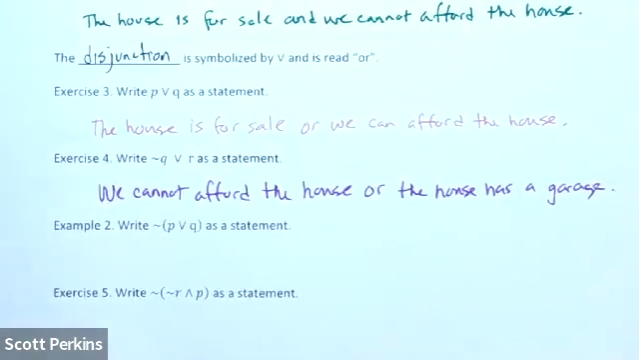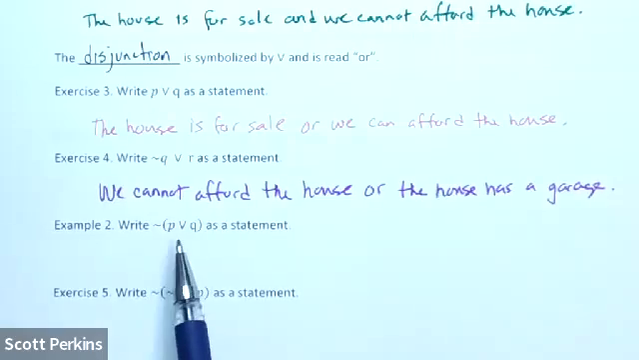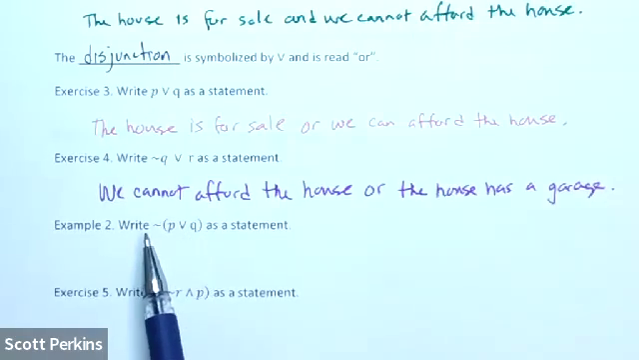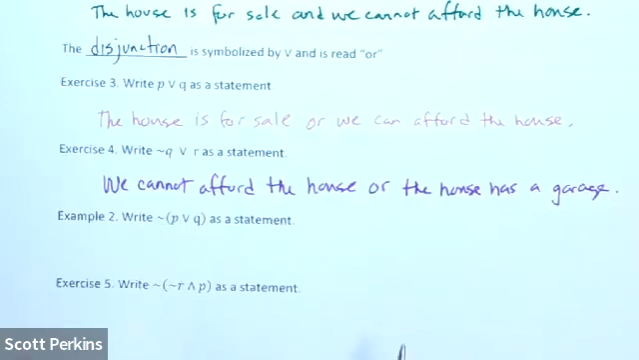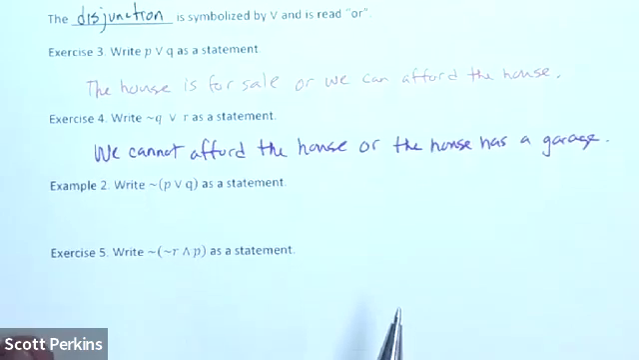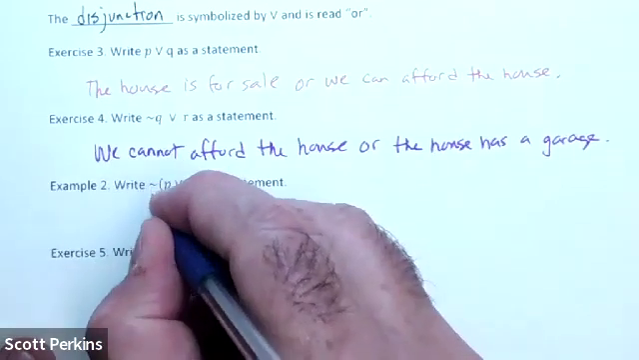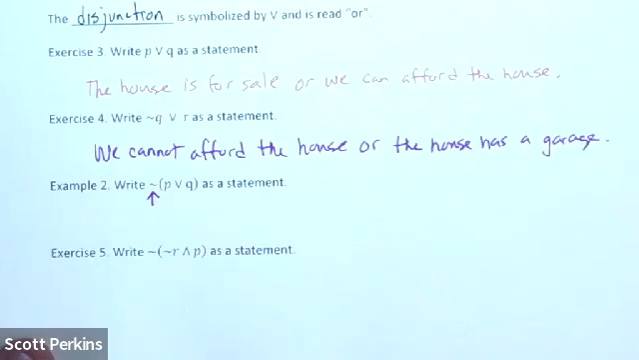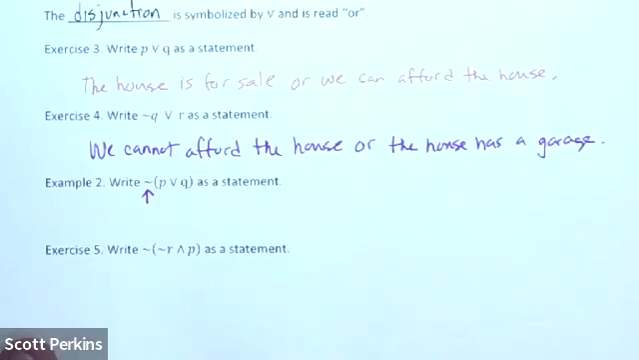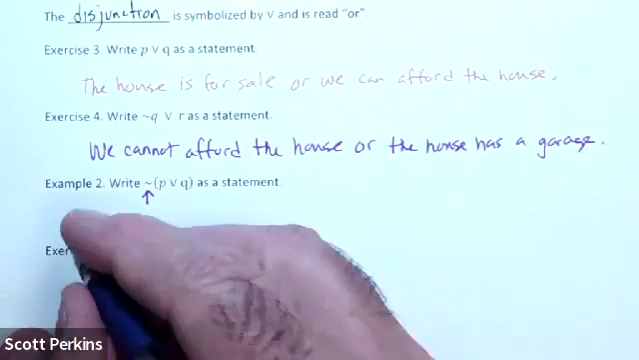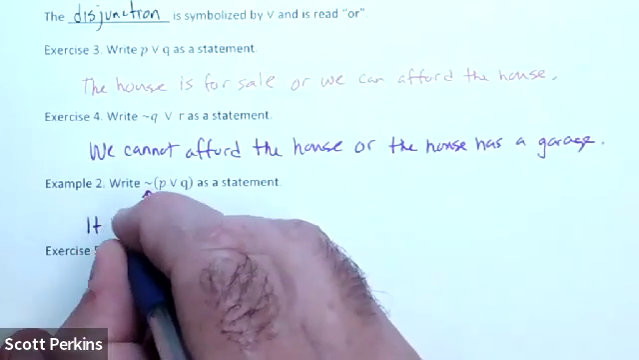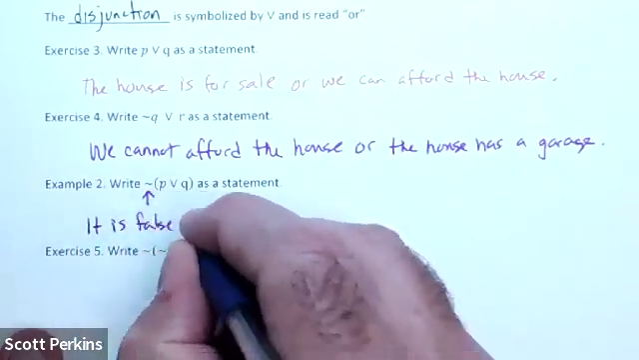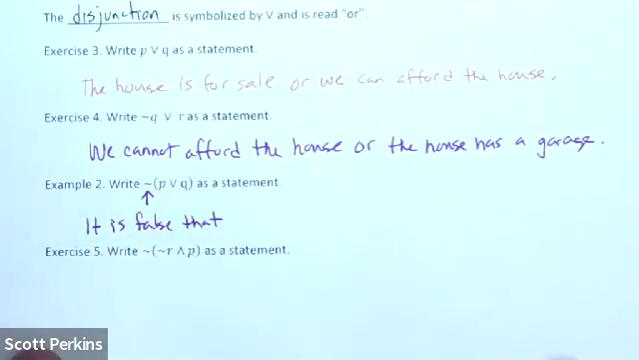Now, the next one's my example because I want to talk about this specific situation where we have parentheses and we have a negation out in front of parentheses and how we deal with that situation. Anytime you see a negation in front of parentheses, here's how you start this out. You're going to start it out with the words, it is false that. Or sometimes you'll see it is not true that. Doesn't matter. Means the same thing.